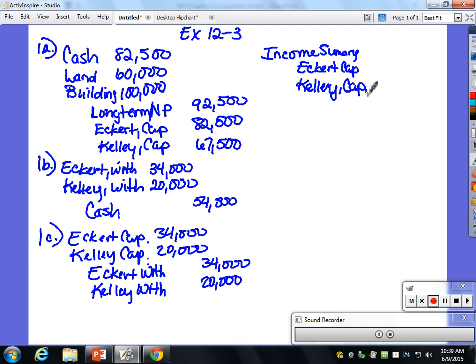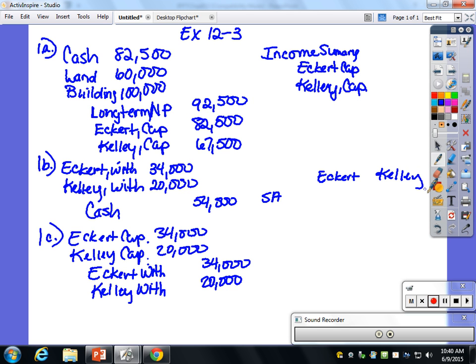Statement of partners' equity. Well, you don't have to do a whole statement, but you at least need to know how we need to allocate the income, right? Yeah. So let's go through that. The first thing they got was a salary allowance. Is that what it is? Yes. And then you calculate the interest allowance, and then you balance the rest. So we're going to allocate Eckert and then Kelly. What's their salary allowance for Eckert? 25,000.